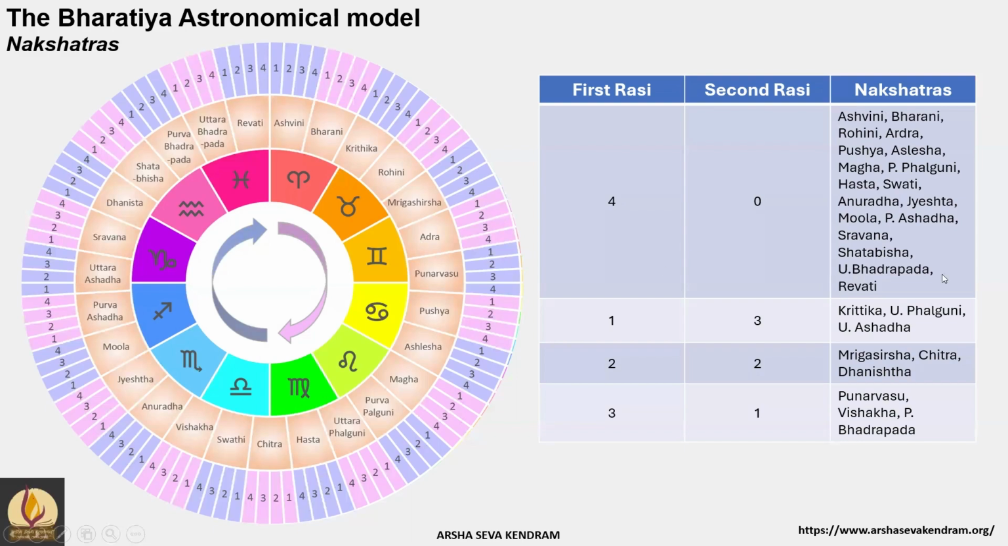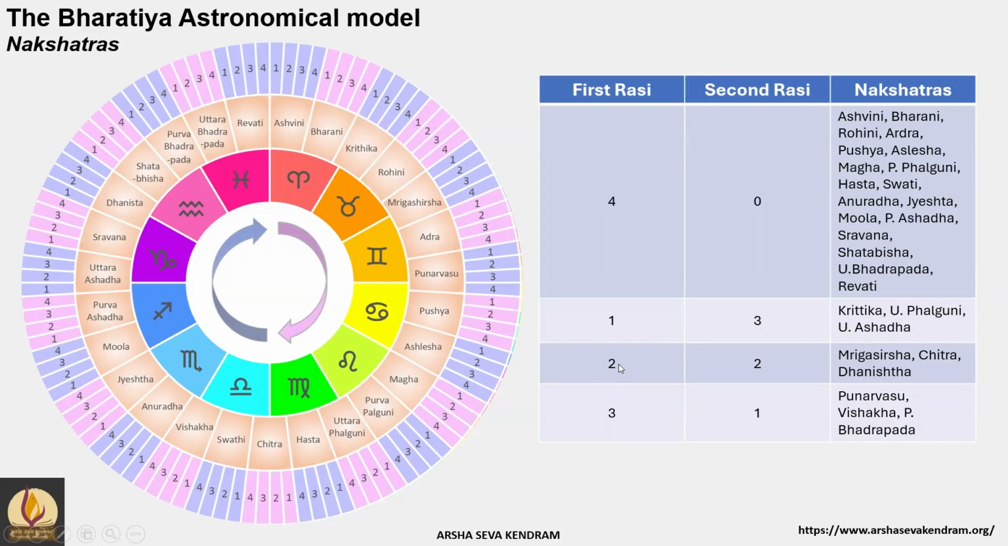Most of the nakshatras are like this, right? However, there are some nakshatras which have 1 pada in the first Rasi and 3 padas in the second Rasi, right? An example is Kritika. Kritika has 1 pada in Mesha and 3 padas in Rishabha. Similarly, Uttara Falguni has 1 pada in Simha and 3 padas in Kanya. Uttara Shada has 1 pada in Dhanush and 3 padas in Makara.